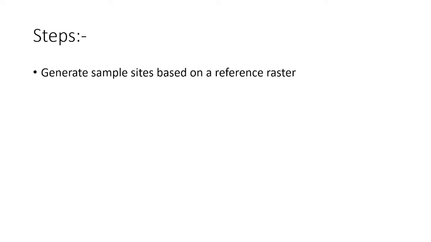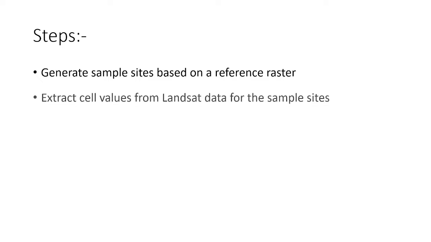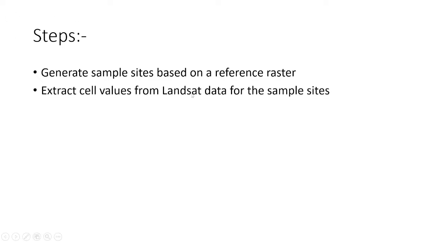First of all, you generate the sample sites based on a reference raster. Mainly you have to take some training points, training sample sites, based on a reference raster. Reference raster means your reference data set for land use land cover. Then you extract the cell values from Landsat data for the sample sites. For all of those sample sites, you have to extract the cell value. Cell value means the pixel value.